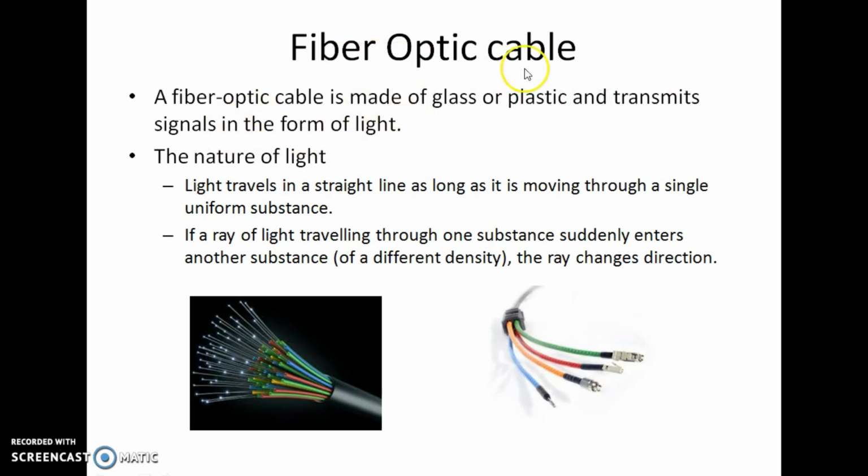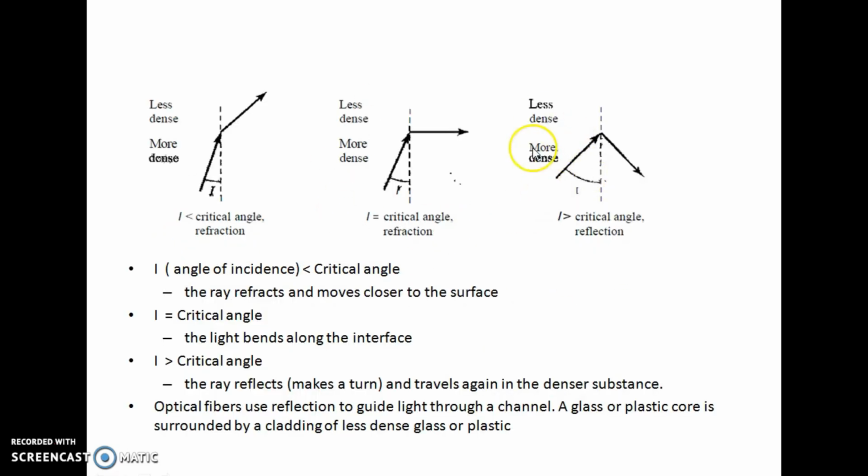Before looking at the fiber optic cable, you should know the nature of light. Light travels in a straight line as long as it is moving through a single uniform substance. If a ray of light traveling through one substance suddenly enters another substance, the ray changes direction. This diagram shows how a ray of light changes direction when going from a more dense to a less dense substance.